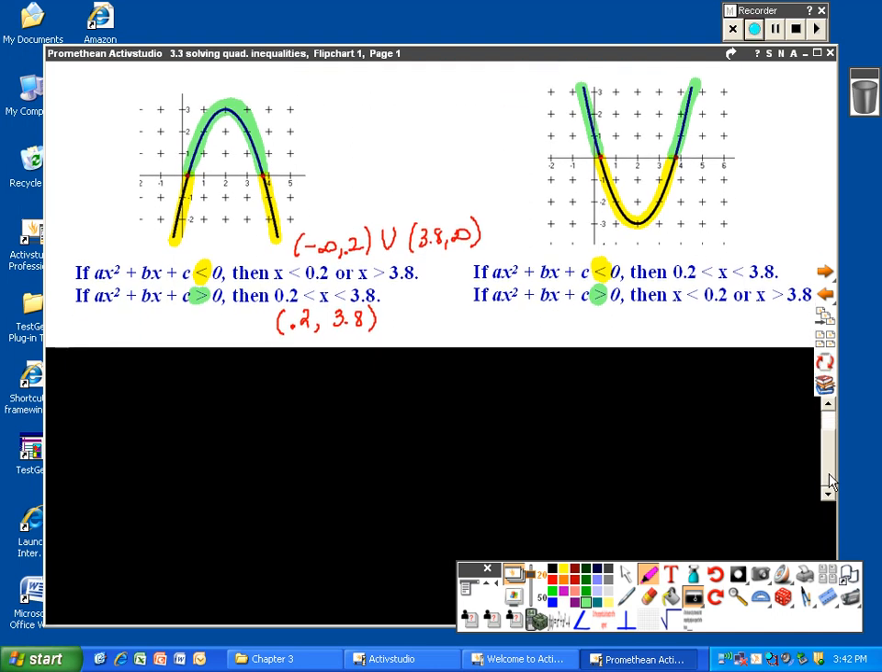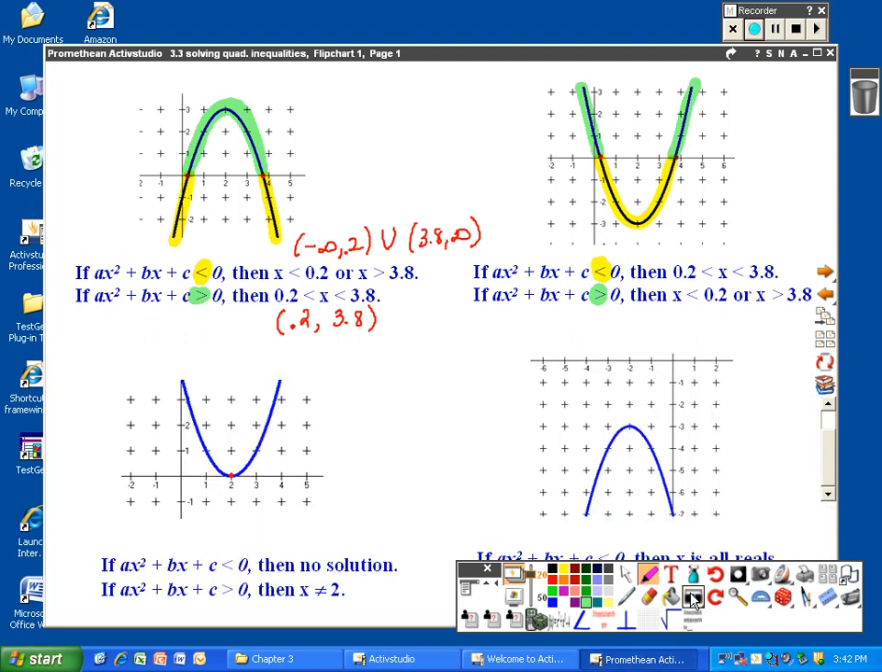But what if our parabolas do not cross the x-axis? What if instead I have a double root? So here's an example of a double root. And this is asking, again, the same question, where is the function less than 0? Here is my y equals 0. Does this graph go below that? No. So it is no solution.